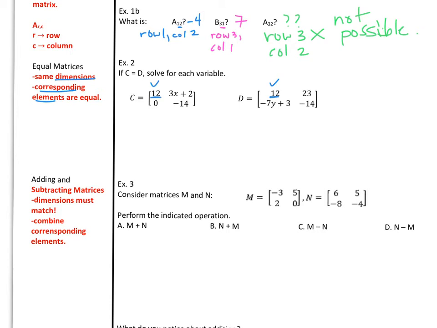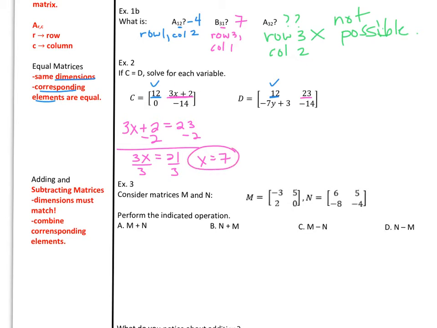But if we move over to the right, take a look at row 1, but now that second column, we have 3x plus 2, and then we have 23. If we want to solve for the variable, we should recognize that those elements need to be equal to each other. And to get x by itself, if we subtract 2, 3x is equal to 21. Divide both sides by 3. In order for this to be a true statement, x would have to equal 7.